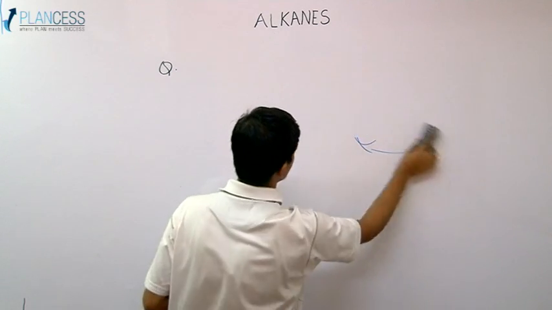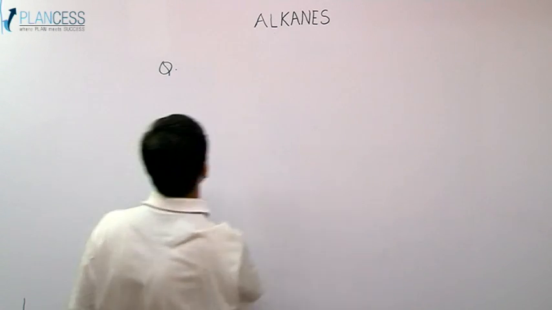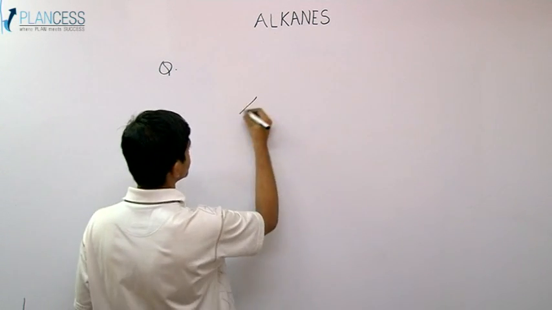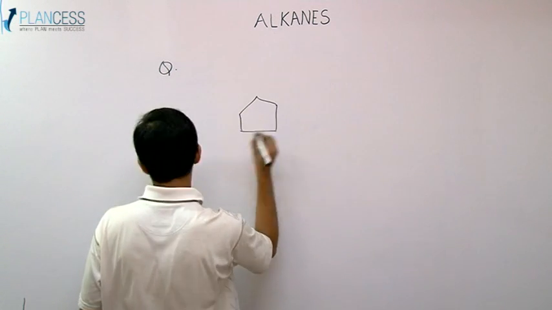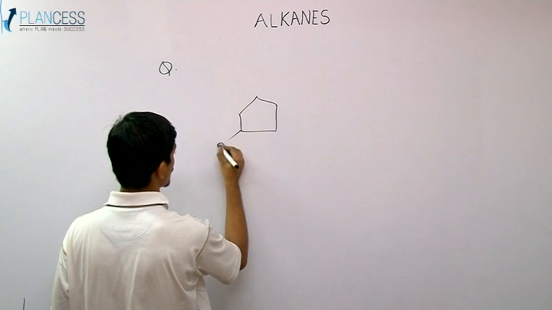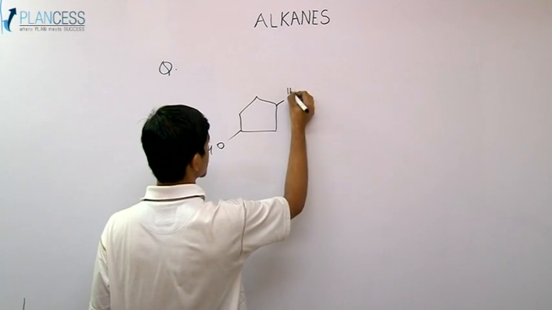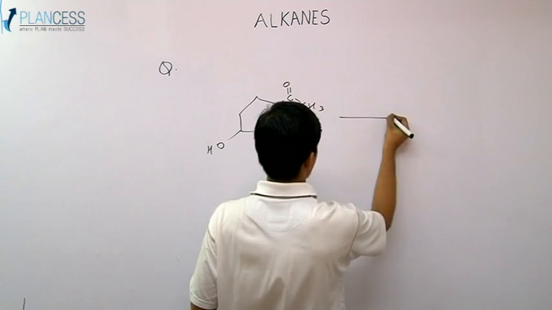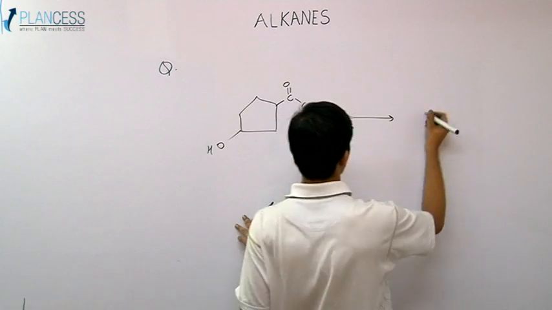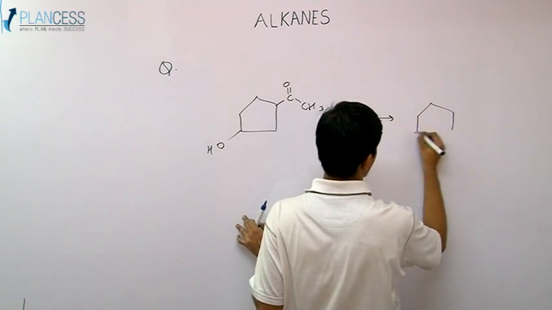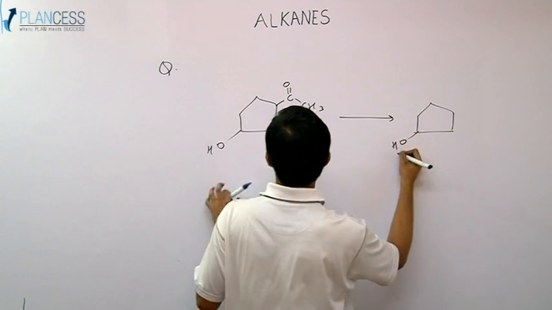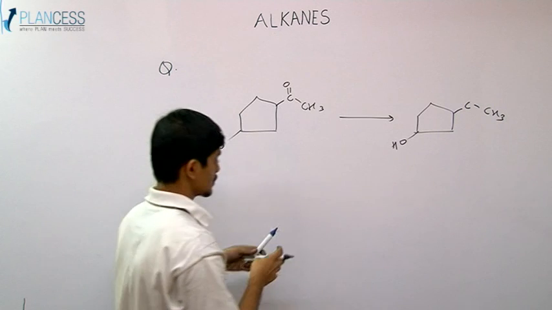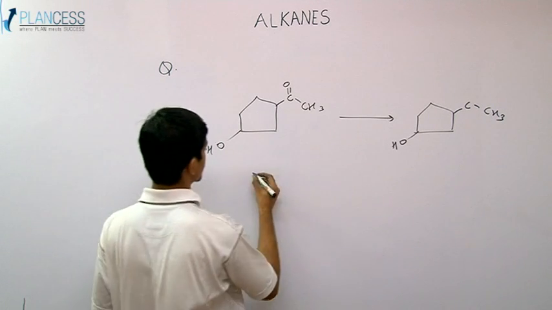Let us move on to the third question. These two were very simple questions. Now let us do an interesting question. We have a ring here, we have OH and we have C double bond CH3. Now this has to be converted to the ring with OH, C, CH3.